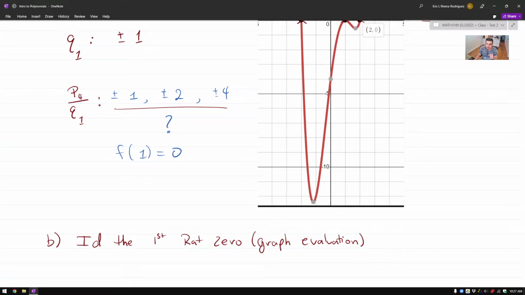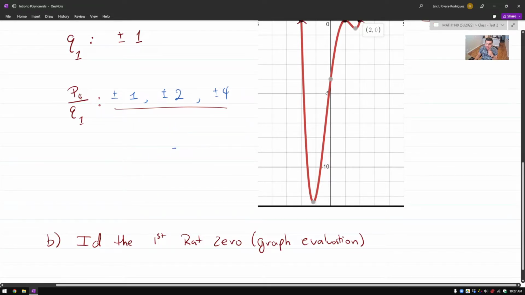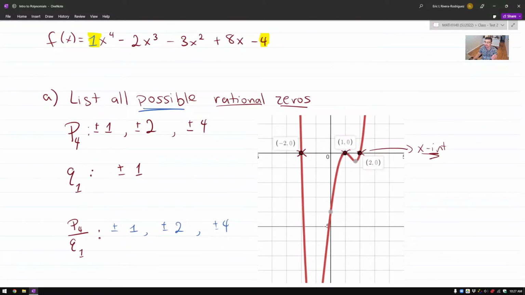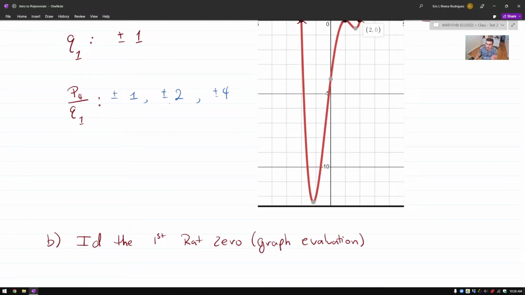Yes, 1 is a zero of this polynomial, but we knew that by looking at its graph. So we have identified the first zeros. And I like to go from left to right. So my first zero is going to be -2, so the value of x equals -2. You can see that -2 is here.